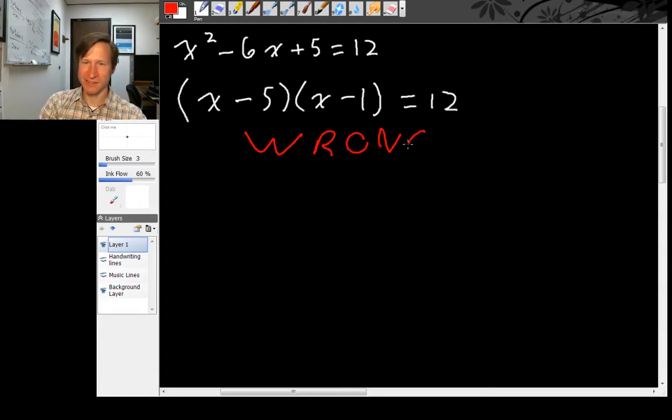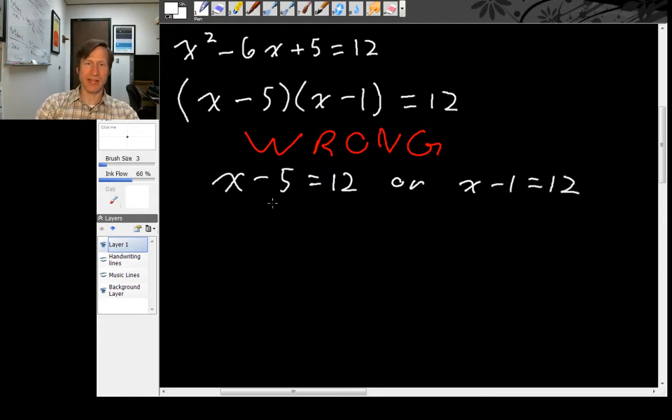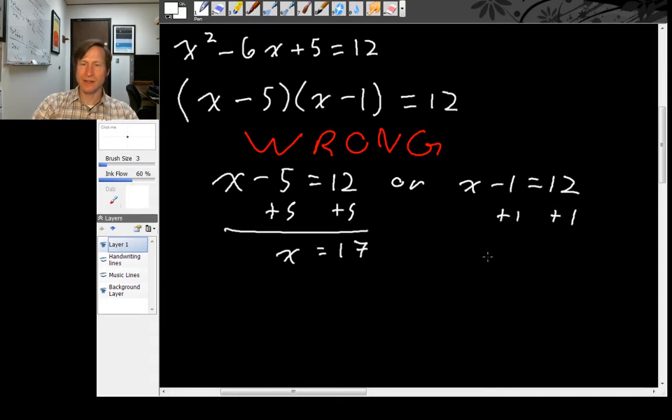So warning, this is wrong. But people will say, okay, so this is x minus 5 equals 12, or x minus 1 equals 12. And then they finish solving from here. You can add 5 over here, and you get x equals 17. And over here you can add 1, and you get x equals 13. It looks like everything went fine, but if you check these, they actually don't work.